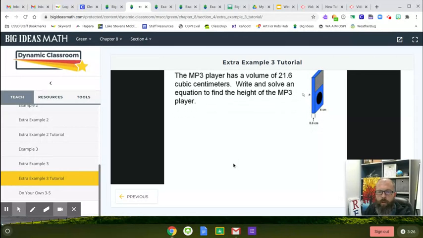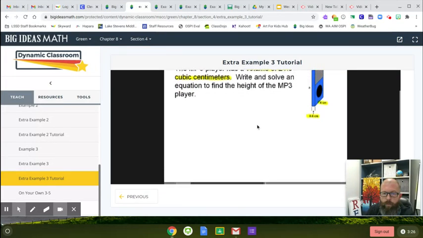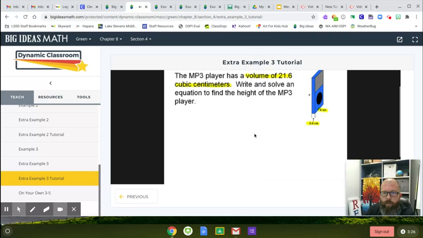Notice in this problem that we're given the volume of the MP3 player, which is a rectangular prism. We're also given two of the dimensions, 4 centimeters and 6/10 centimeters. We're asked to write and solve an equation to find the height. So how can we do this? Think about it.